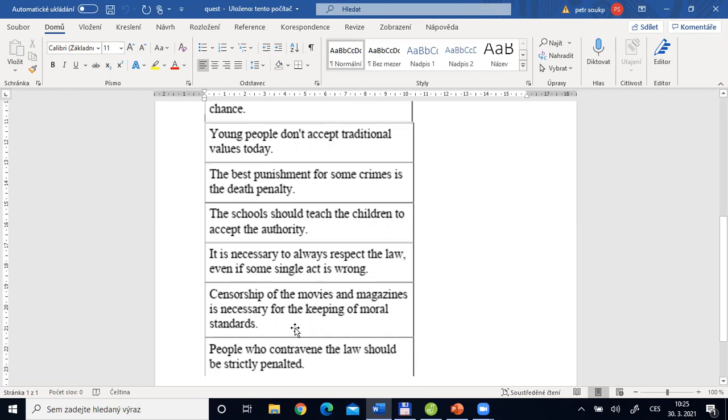At least two of these items should be excluded from my analysis. I guess it was the best punishment for some crimes, death penalty, and also it is necessary to always respect the law, even if something like this is wrong. These two items were the worst ones in my solution.